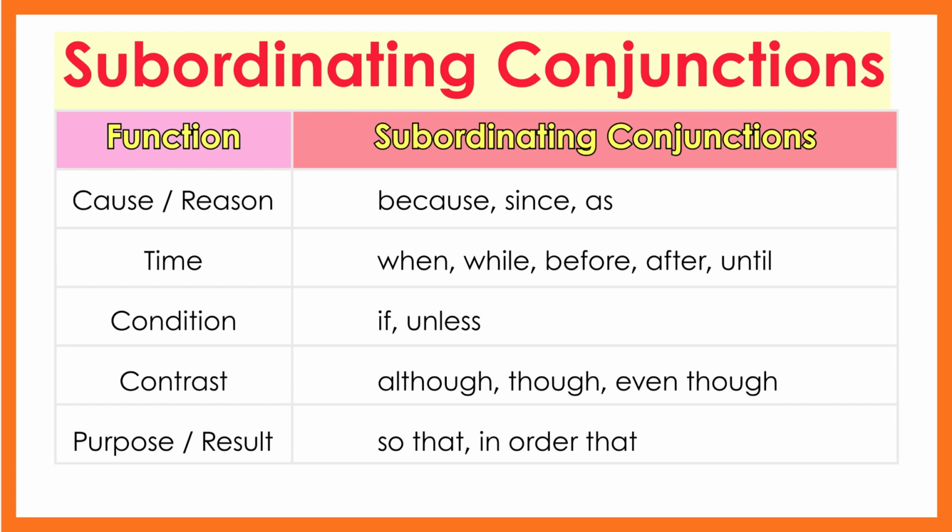Functions of subordinating conjunctions. Cause or reason we have the words because, since, as. For time we have when, while, before, after, until. Condition we have if, and unless. Contrast, although, though, even though. Purpose or result, so that, in order that.